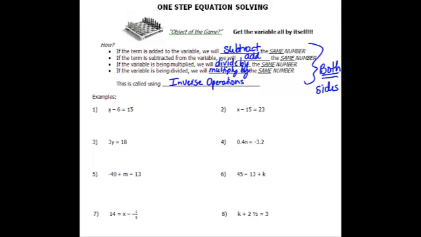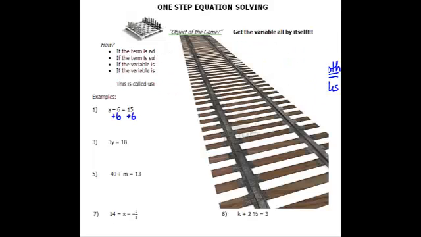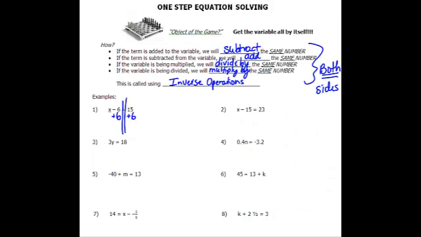Number 1, x minus 6 equals 15. Well, I have a number that's being subtracted from my variable, so I want to add that same number to both sides, and I call these railroad tracks. You might want to start off with those because they help you keep things on one side or the other. So I know in this case I added 6 to both sides, and x equals 21.